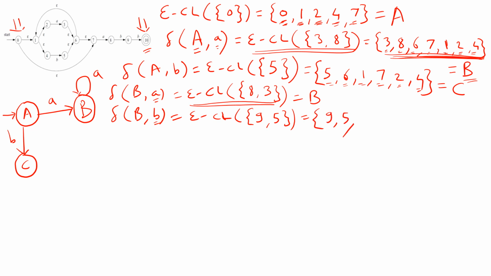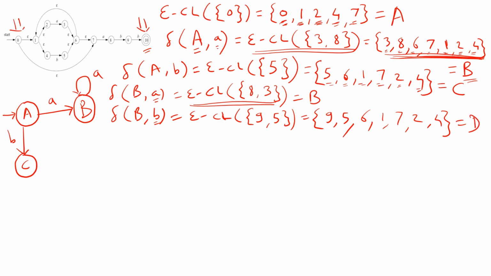9, 5 is added to the result. 9 epsilon, nothing. 5 epsilon takes you to 6. 6 epsilon takes you to 1, 7. 1 takes you to 2 and 4. 7 does not have epsilon transition. 2 and 4 also do not have epsilon transition. So this is a new state now, right? And now this state is D.